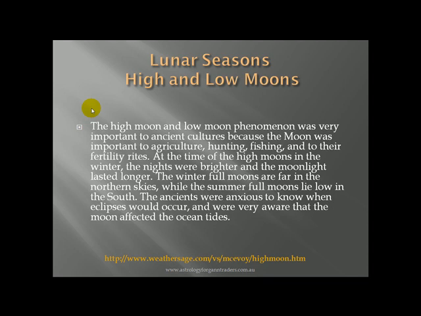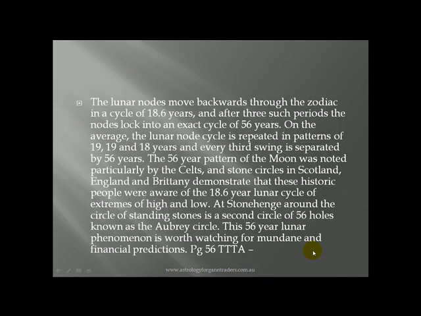The ancients were anxious to know when eclipses would occur and were very aware that the moon affected the ocean tides. This is from a site by the Weather Sage. If you want to go and have a look, she's got some really interesting things to read on there.